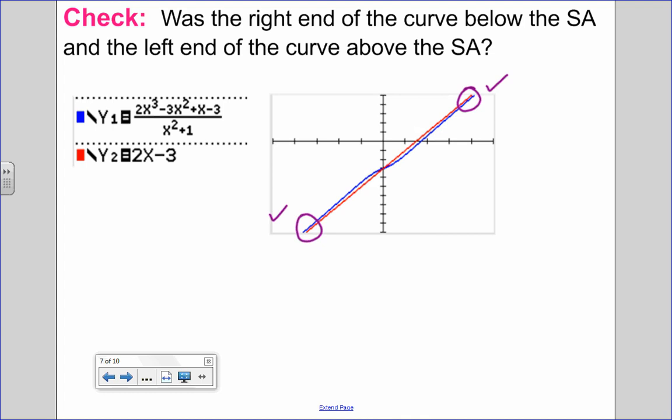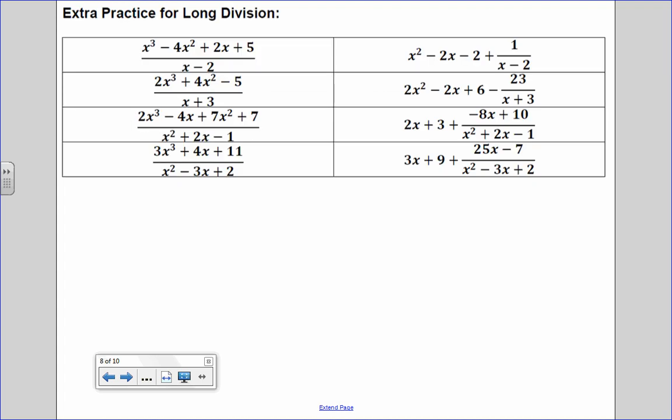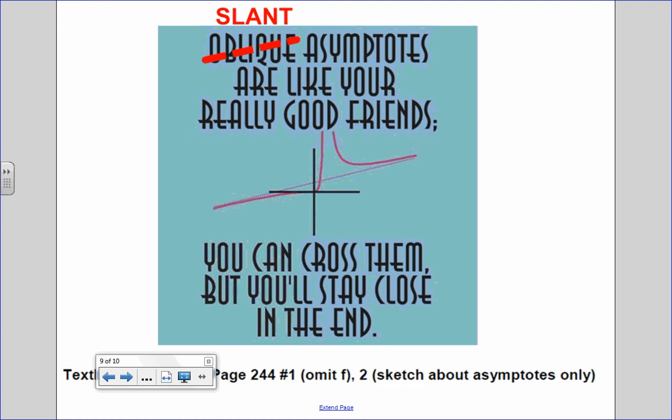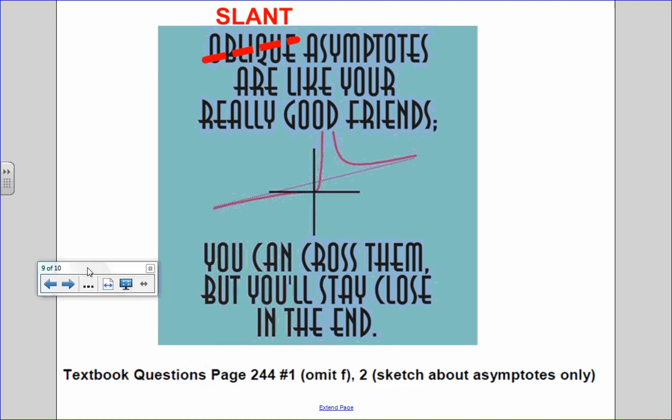So the key to these questions is definitely the long division and then the limit of the remainder. So if you want to do any extra practice for long division, I have some questions here and their corresponding answers here if you just want to practice long division. Always a good thing to practice. Okay, so slant asymptotes, oblique asymptotes, are really like your good friends. You can cross them, but you'll stay close in the end.